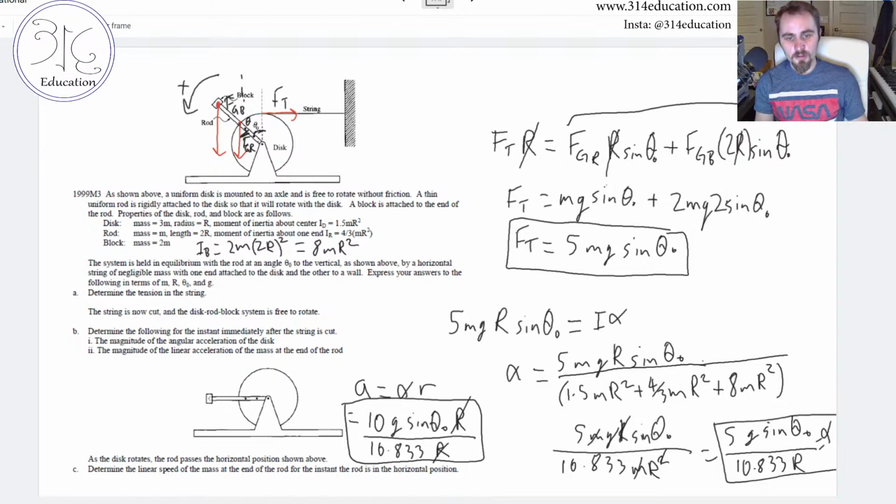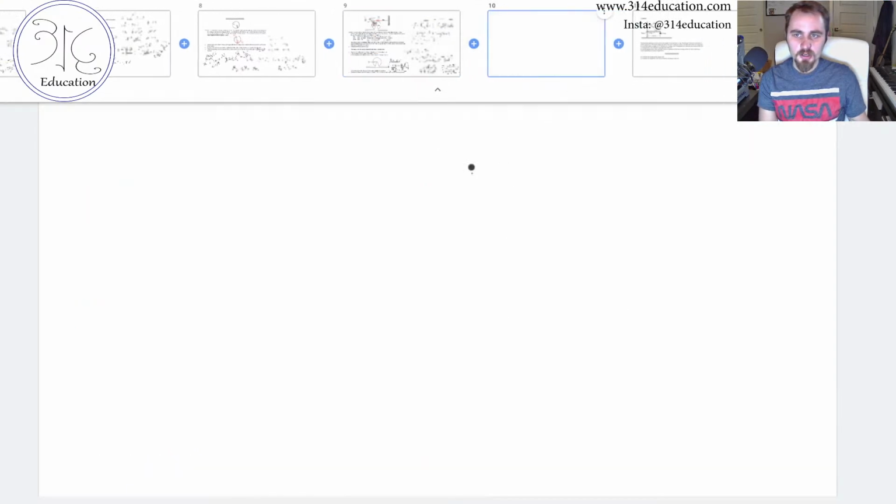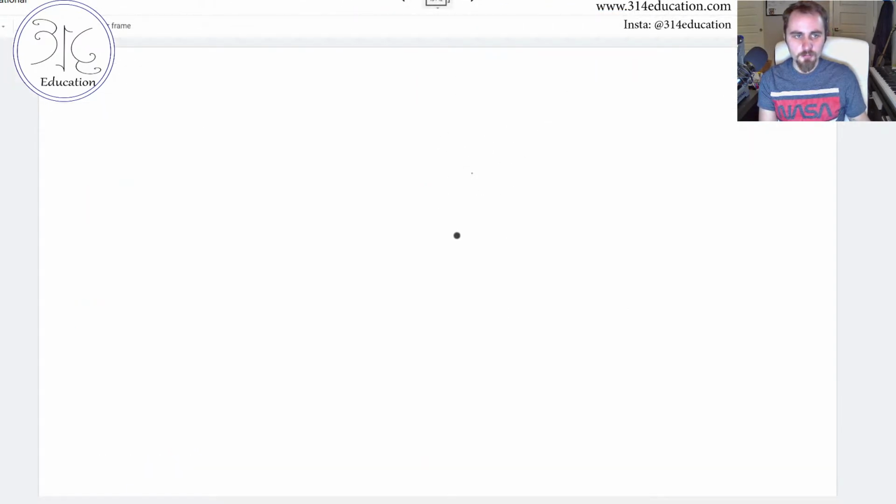And then part C: as the disk rotates, the rod passes the horizontal position as shown above. We want to determine the linear speed of the mass at the end of the rod for the instant the rod is in the horizontal position. Let's get a new page, because I don't think we're going to be able to fit this on this page. There we go. Okay, we're looking good on time.